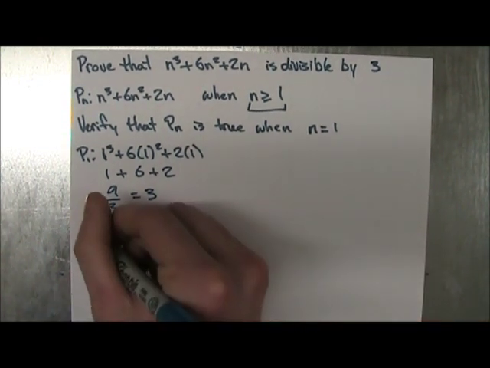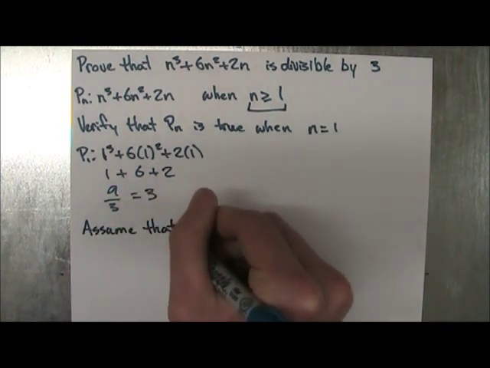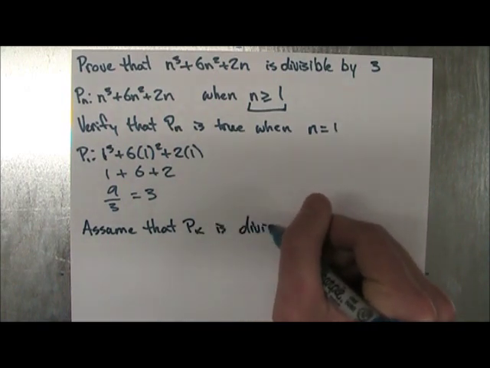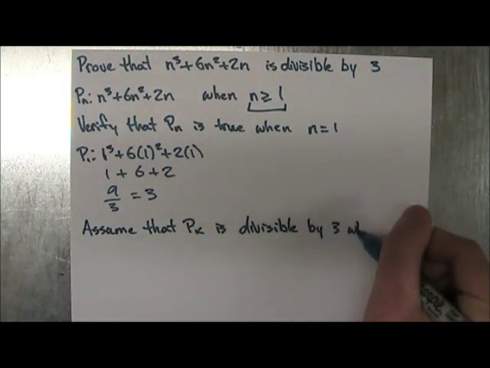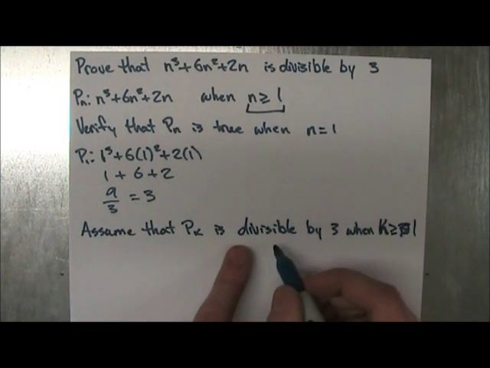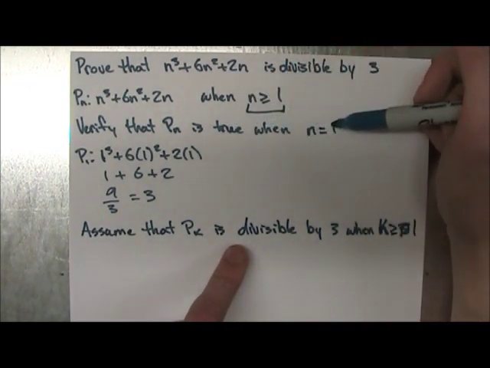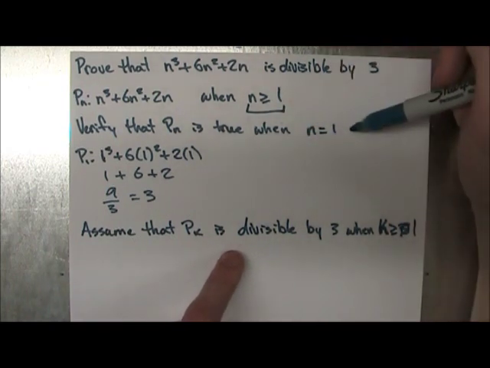Now we can go into the second step where we assume that Pk is divisible by 3 when k is greater or equal to 1. And actually I should have written "is divisible by 3" for the previous part as well, because Pn cannot be true just when you make n equals 1. That doesn't make sense. It should be "is divisible by 3 when n equals 1."